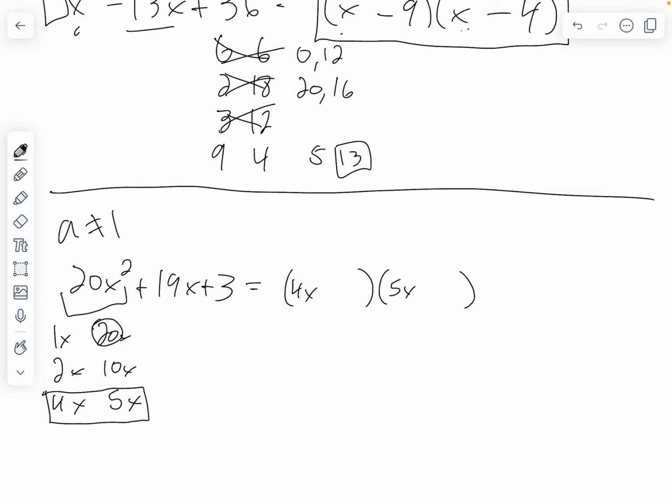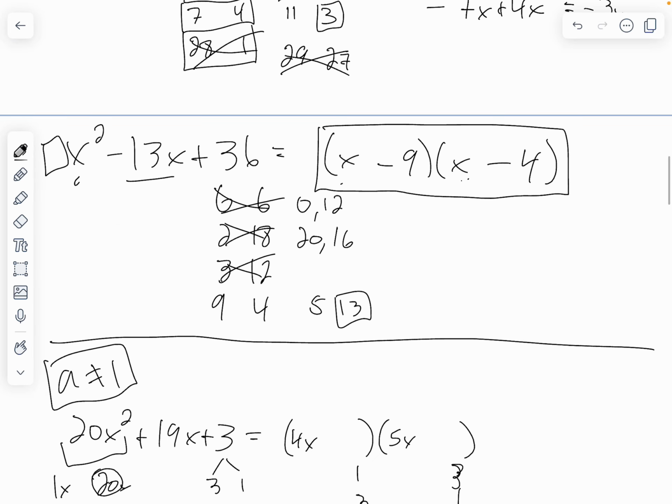Now 3 is a gift here. The only way I can make a 3 is 3 and 1. But the reason it's harder when a is not 1 is because it could be 1 and 3 or 3 and 1, and before it didn't matter, right? Like up here, when I had the 9 and 4, it doesn't matter which order I do this. I could put the 4 here and the 9 here, and it's still going to work the same way because there's nothing in front of the x's here. I'm going to get 9x this way or 9x this way. It doesn't really matter where it is.